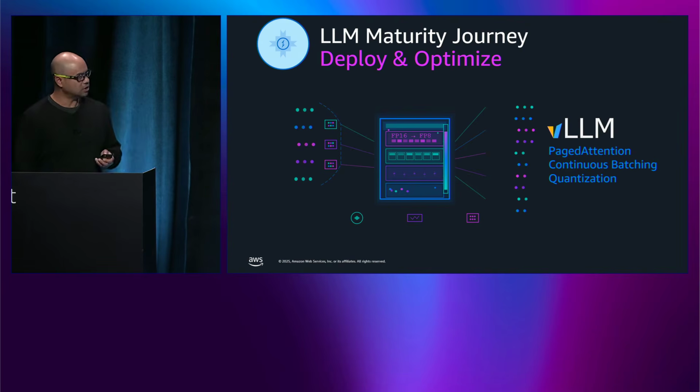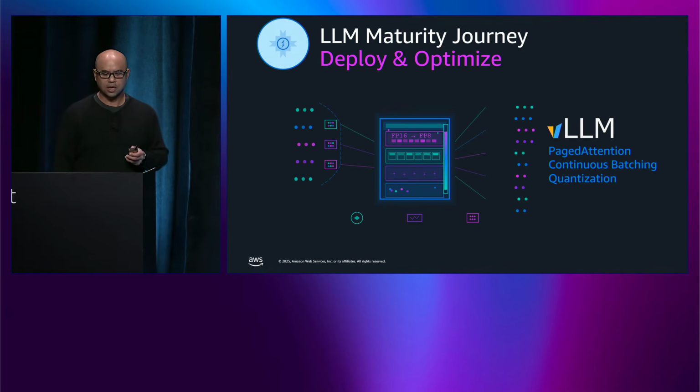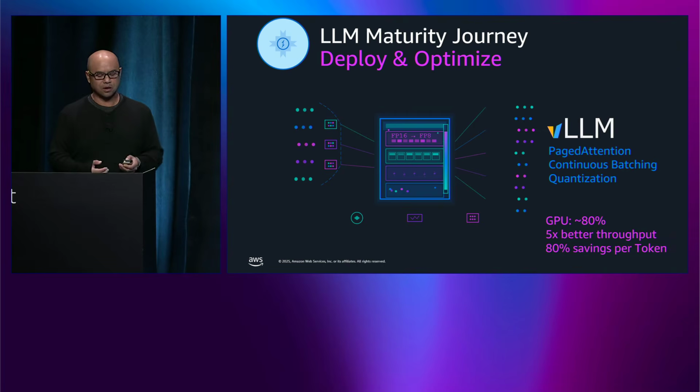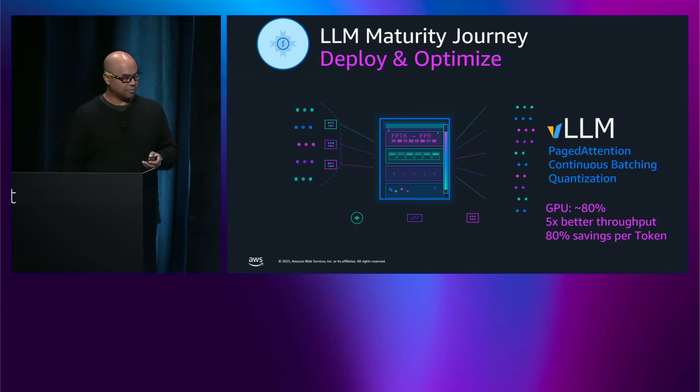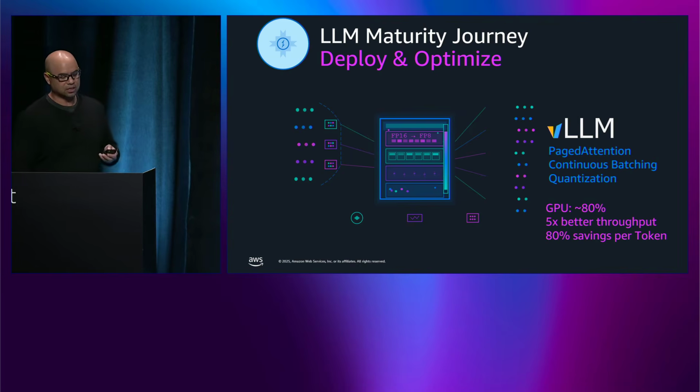And finally, quantization. If you were to download a model from Hugging Face, it is by default in FP32 precision data type. There are some techniques that allow you to reduce the precision type to FP16 or FP8, therefore reducing the memory footprint of your model and allowing for more resources for processing your batches. So by using an inference engine out of the box with the existing optimizations, you can increase your GPU utilization to 80%. You can expect a 5x better throughput and an 80% savings per token.